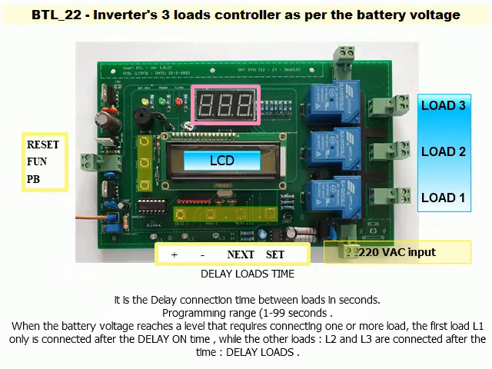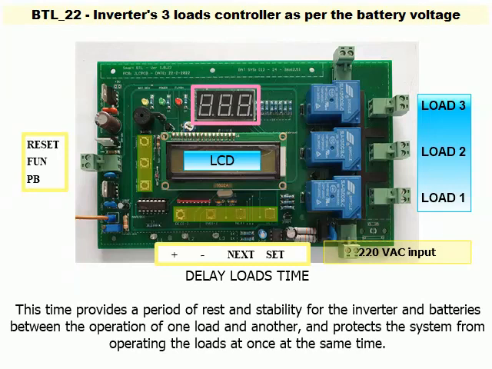Delay loads time. It is the delay connection time between loads in seconds. Programming range, 1 to 99 seconds. When the battery voltage reaches a level that requires connecting one or more loads, only the first load, L1, is connected after the delay on time, while the other loads, L2 and L3, are connected after the delay loads time. This time provides a period of rest and stability for the inverter and batteries between the operation of one load and another, and so protects the system from operating the loads all at the same time.